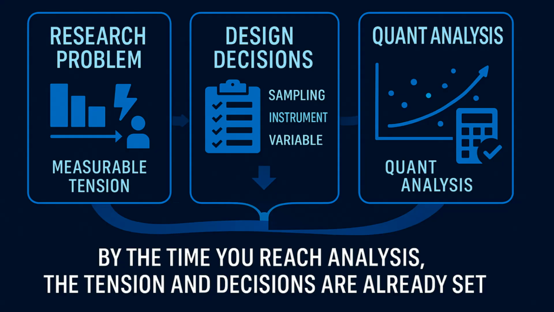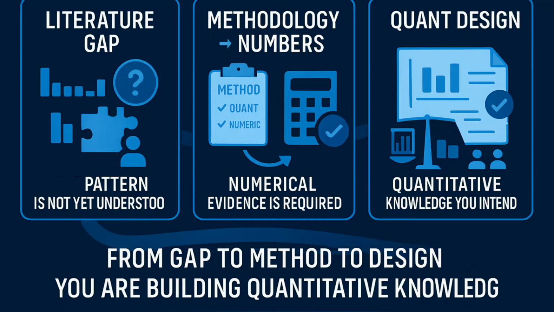Quantitative analysis is not something you choose at the end of a dissertation. By the time you arrive at this stage, every major decision has already been made for you. Your research problem has identified a measurable tension. Your literature gap has shown what pattern, relationship, or difference is not yet understood.